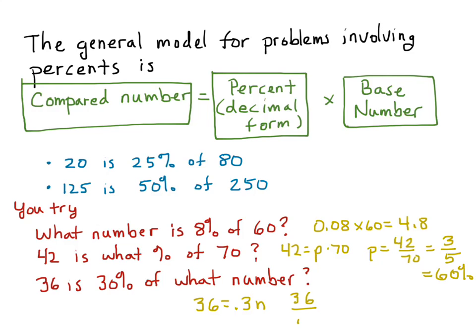Okay. All right, so we set this one up the same way with the model in mind. 36 is the compared number. 0.3 is the 30%, the percent in decimal form. N is your base number, so you divide both sides by 0.3, multiply the numerator and the denominator by 10, and we have 360 over 3, which is 120, and we got the correct answer then.